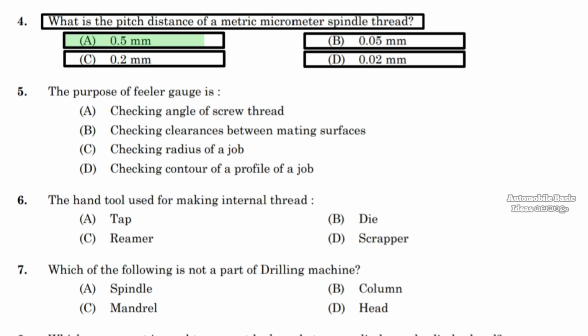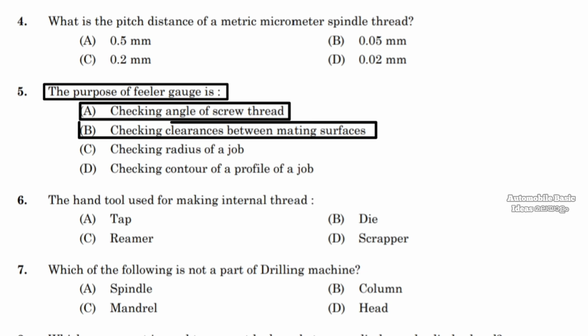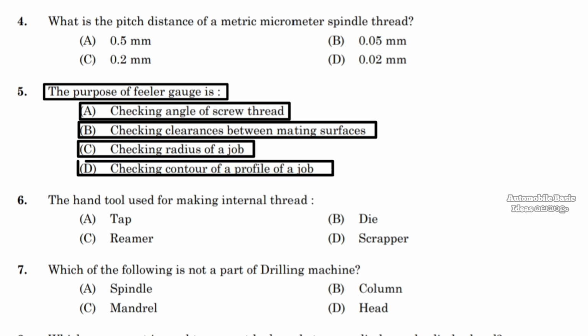Answer A. 0.5 mm. 5. The purpose of feeler gauge is A. Checking angle of screw thread, B. Checking clearances between mating surfaces, C. Checking radius of a job, D. Checking contour of a profile of a job. Answer B. Checking clearances between mating surfaces.